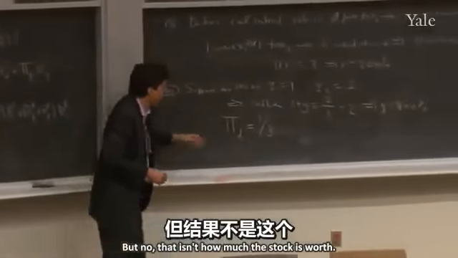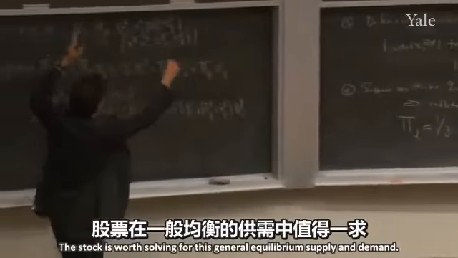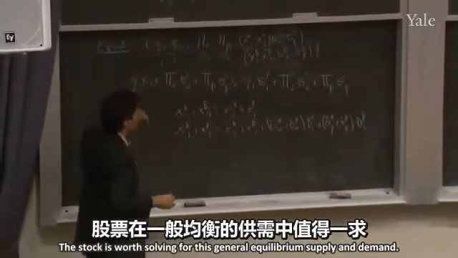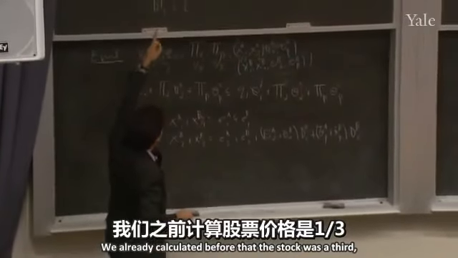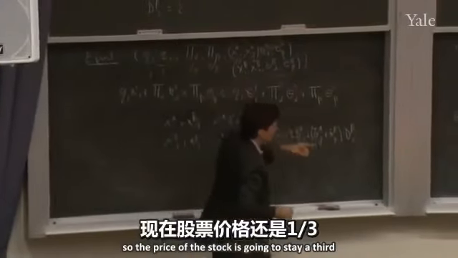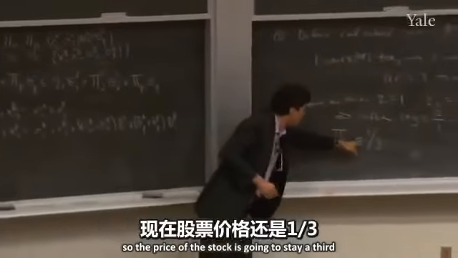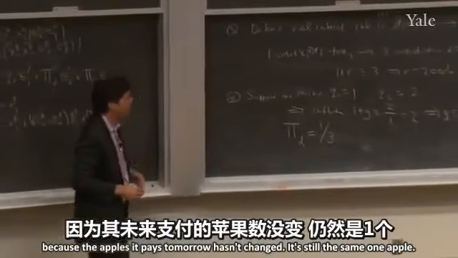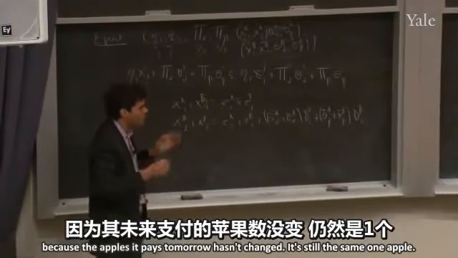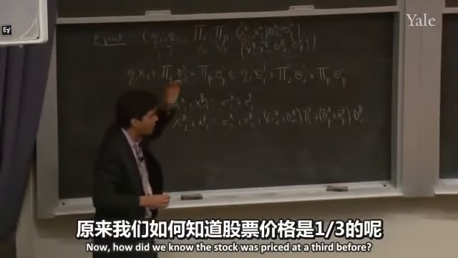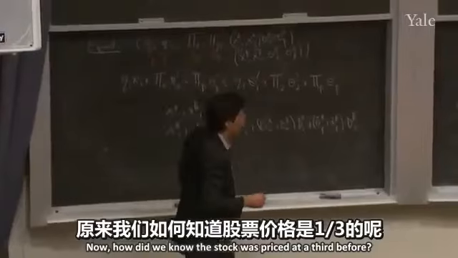But no, that isn't how much the stock is worth. The stock is worth, solving for this general equilibrium, supply and demand. We already calculated before that the stock was 1/3. So the price of the stock is going to stay 1/3 because the apples it pays tomorrow hasn't changed. Still the same 1 apple.